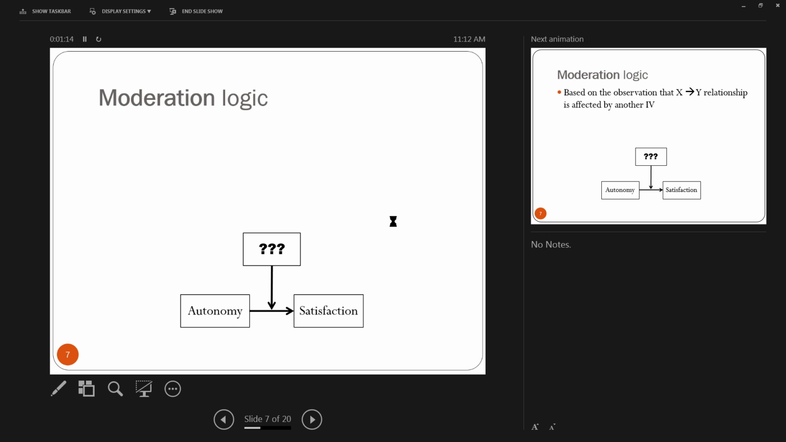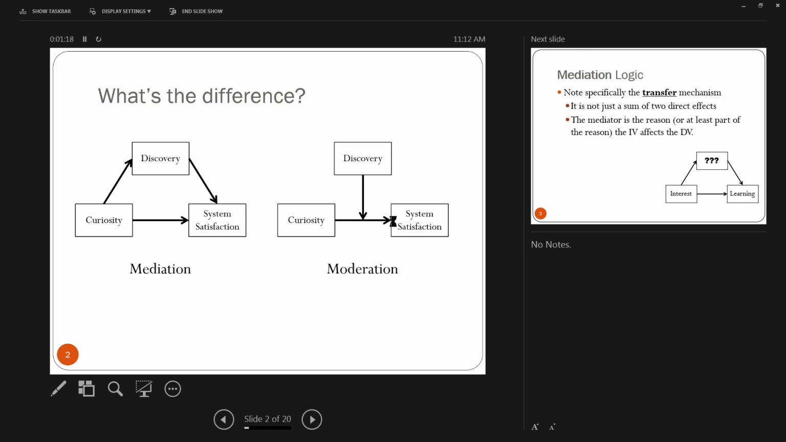Let's do one real quick. It'll help. Let's go back to this one here: curiosity, discovery, system satisfaction. Curiosity has a positive effect on system satisfaction. The more curious you are, the more satisfied you're going to be. There's an affective response when you're curious, and it's a satisfying one. There is an X to Y relationship there. But in so much as curiosity creates a need to discover, which is satisfied, and discovery leads to satisfaction, that effect between curiosity and satisfaction is carried through that discovery. As curiosity creates this desire to discover that you satisfy, it becomes satisfying. So it happens through the mediator.